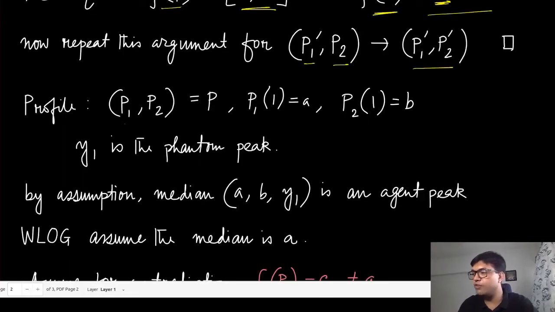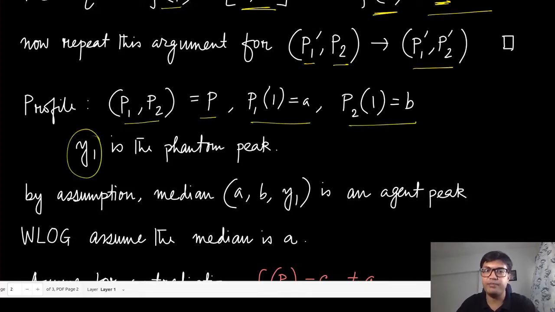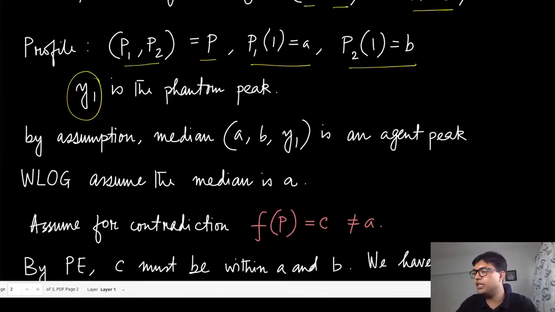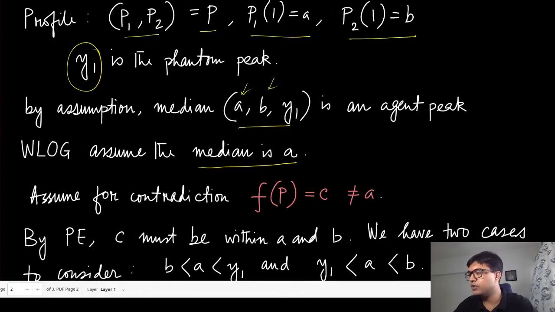Now we have a profile P1, P2 which is given by P, and we know that the peak of the first player is A, the peak of the second player is B, and let us denote Y1 as the phantom peak. Now by assumption, because we are in this case 2, the median of these three numbers is going to be an agent peak, so either A or B. Without loss of generality, assume the median is A. For B, a very similar argument will follow.